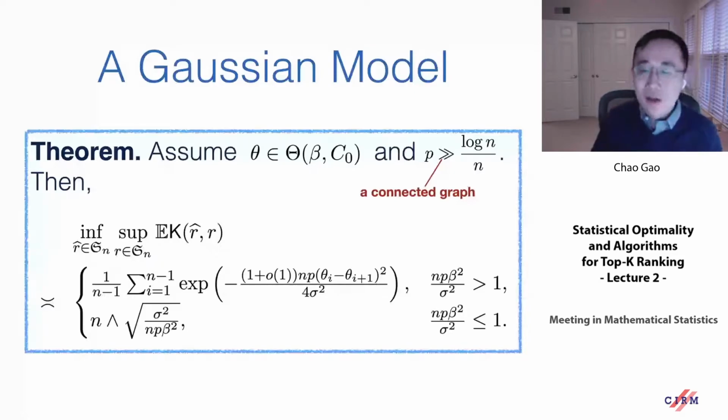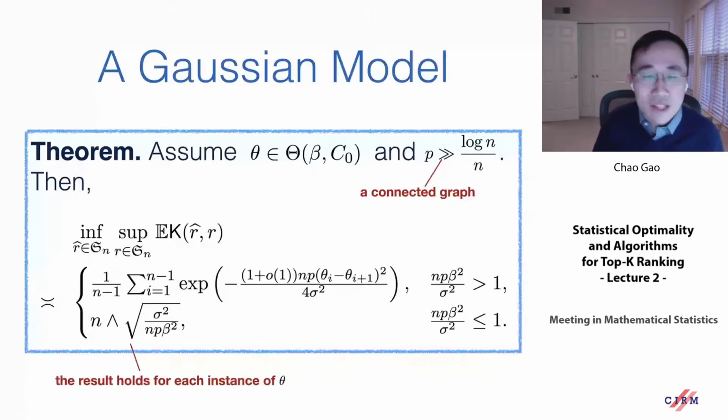Okay, so you can see there is a very interesting phase transition phenomenon of the ranking problem between an exponential rate of convergence and a polynomial rate of convergence. I want to emphasize that the minimax result is actually derived for each instance of theta. It is very clear that the exponential function is a function of theta, right? So when I define the minimax rate, we only take the supremum over the rank vector. We do not take the supremum over theta. So the result holds for each theta, as long as theta belongs to the regular parameter space.